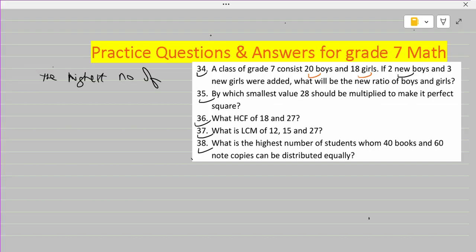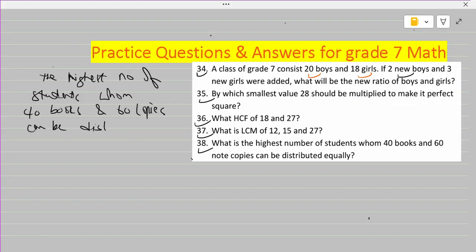The highest number of students among whom 40 books and 60 copies can be distributed equally is the HCF of 40 and 60, that is, the HCF of the number of 40 books and the number of 60 copies, is it?